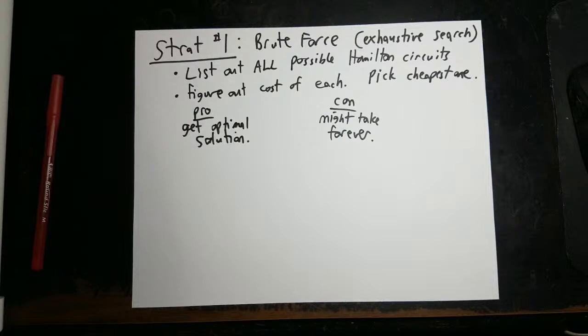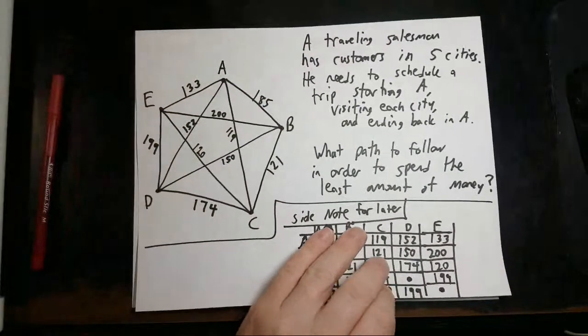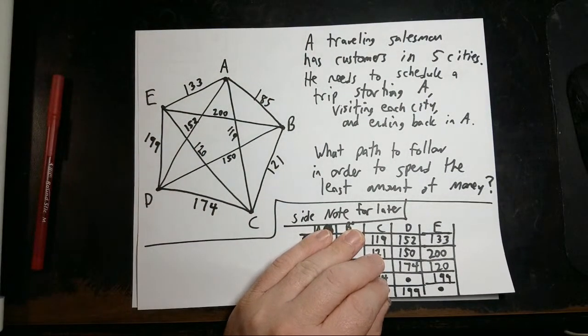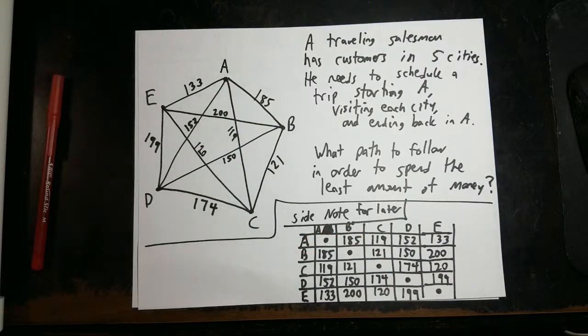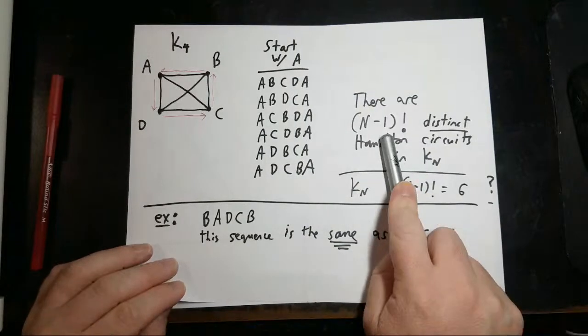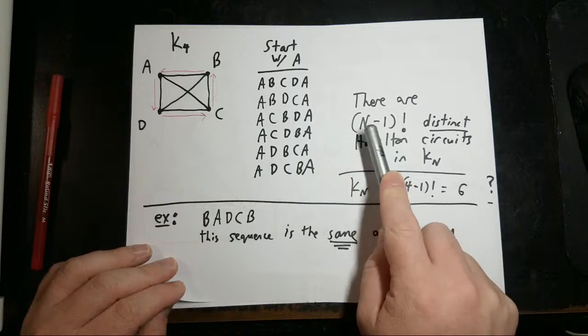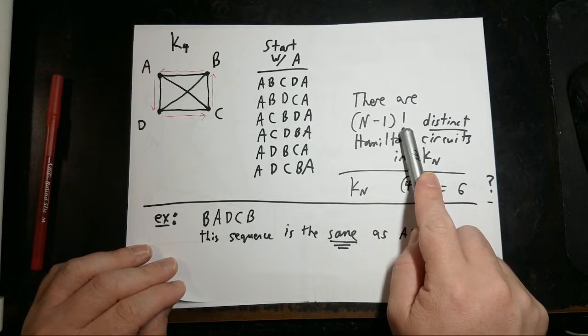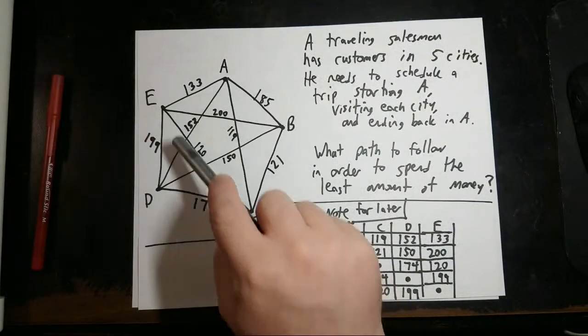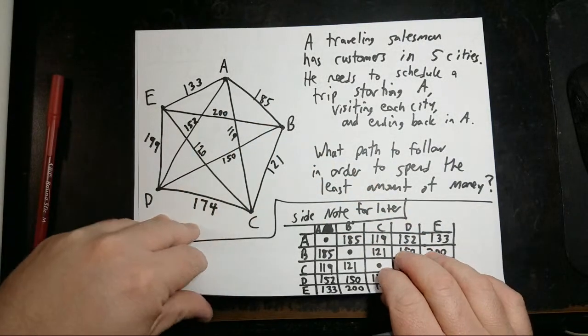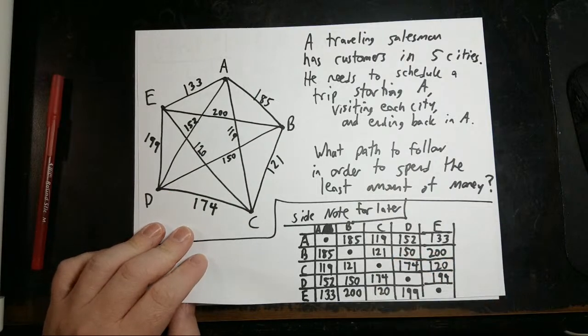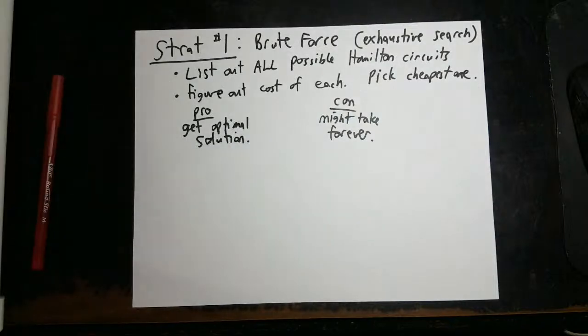Now, with the brute force strategy, we could possibly use it on this example. There are 24 possible circuits that we could write out with this problem. Again, if I were to go back here, there are n-1 factorial distinct Hamilton circuits. Well, we have 5 cities. 5 minus 1 is 4. 4 factorial is 24. There are 24 possible circuits that we could do here. You could list them all out. Good for you. I don't feel like doing that. I mean, you can, and it would work.